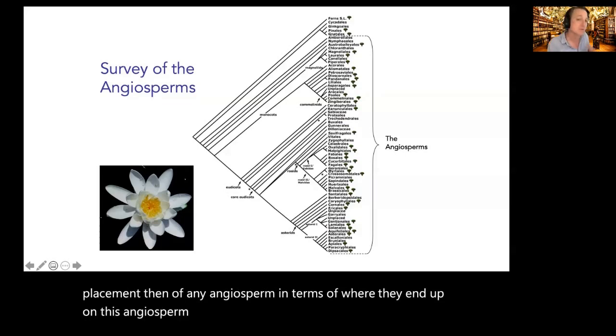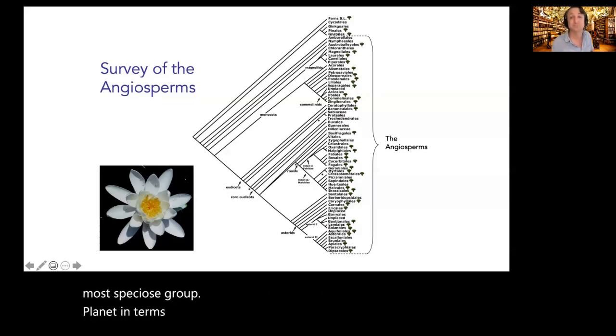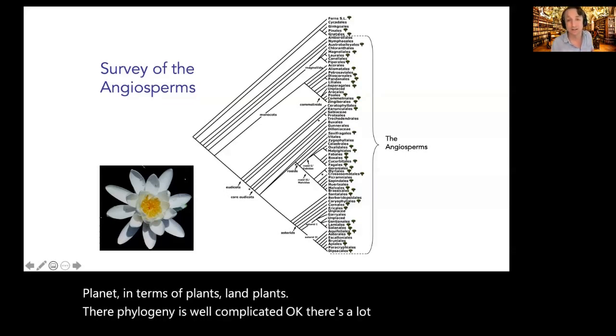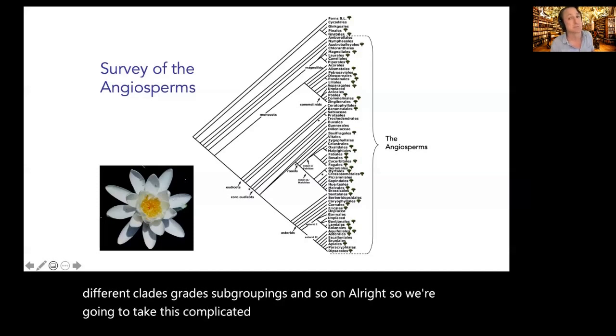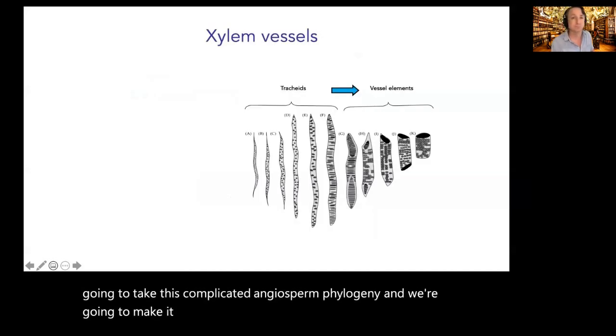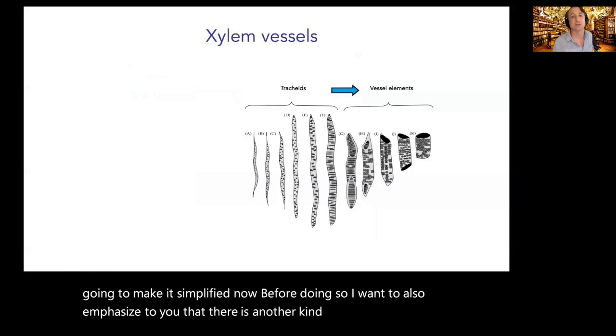Because they're the most speciose group of land plants on the planet, their phylogeny is, well, complicated. There are a lot of taxa, a lot of different clades, grades, subgroupings, and so on. So we're going to take this complicated angiosperm phylogeny and simplify it. Before doing so, I also want to emphasize that there is another key trait associated with the angiosperms.